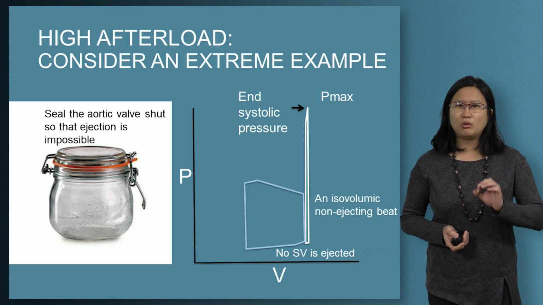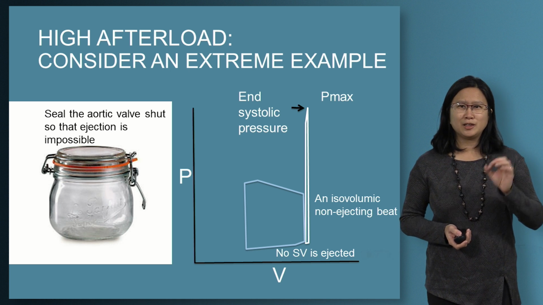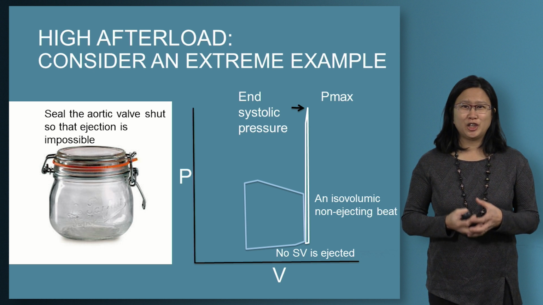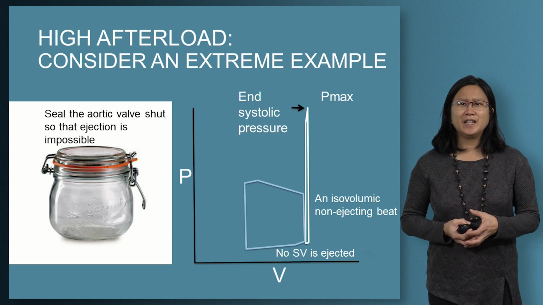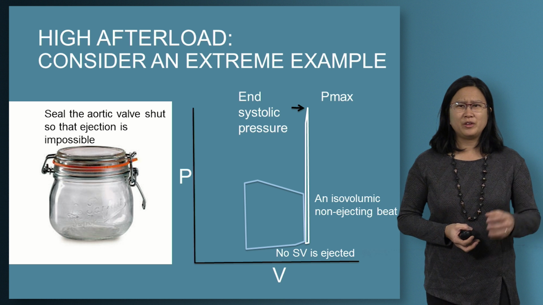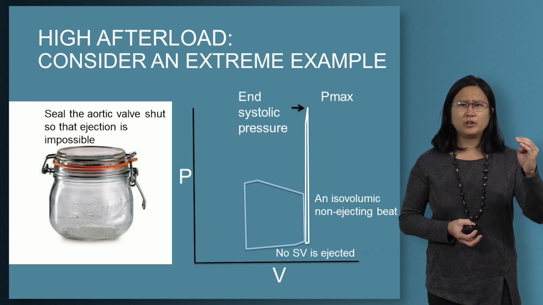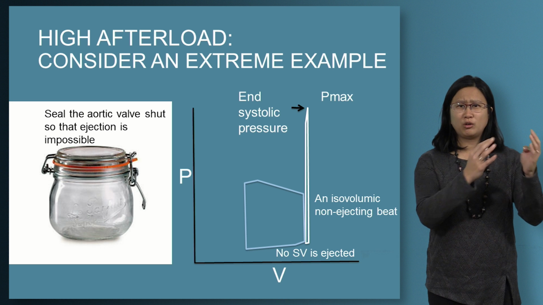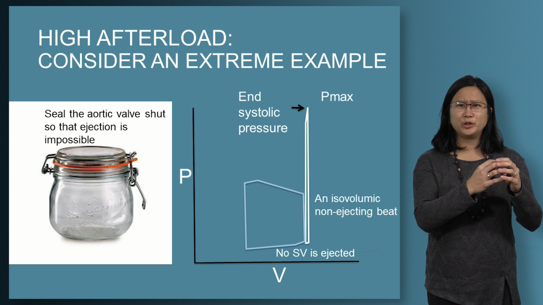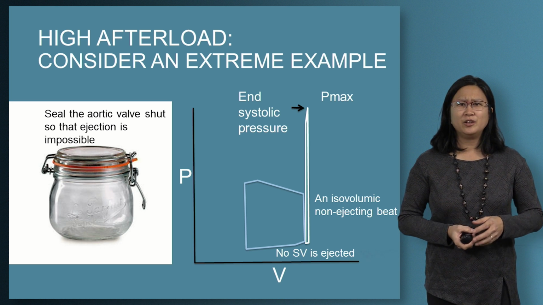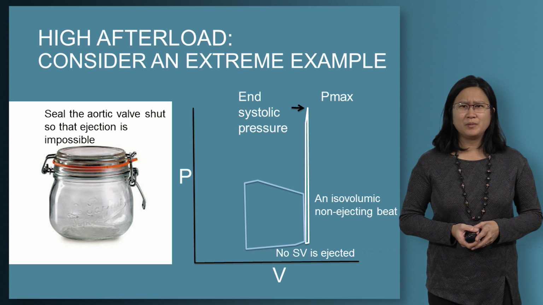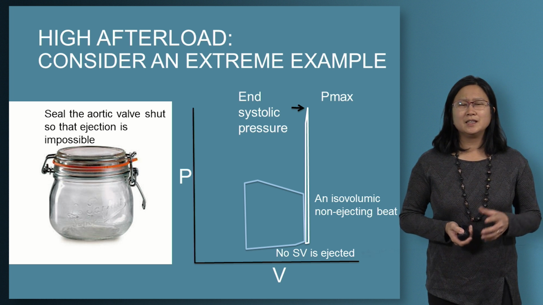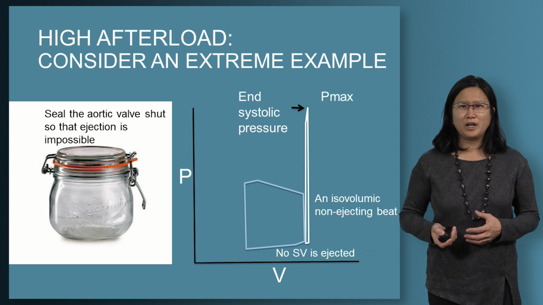So the pressure will rise to something known as Pmax, or maximum pressure, without any ejection. And then at end systole, the pressure is very high when contraction is completed and cross-bridge formation starts to uncross, or myocyte bridges start to relax. You get rapid relaxation. No stroke volume is ejected in a beat like this. And this is an example of extreme or very high afterload.